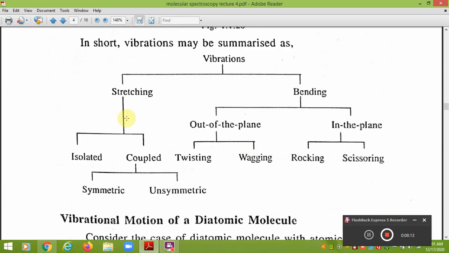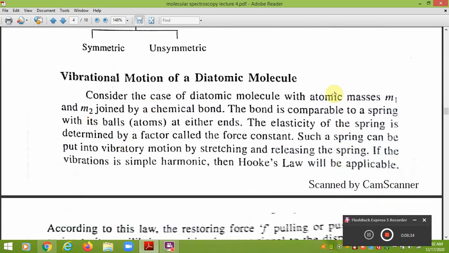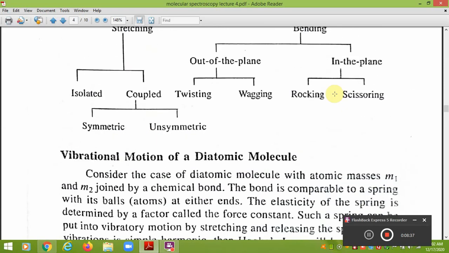So here these are the types of vibration, stretching and bending. Stretching are isolated and coupled. Coupled vibrations are again divided into symmetric and unsymmetric, while bending vibrations are divided into two types, out of plane and in the plane. Out of plane: twisting and wagging; in the plane, these are classified as rocking and scissoring. So this is regarding the different types of modes of molecular vibration.